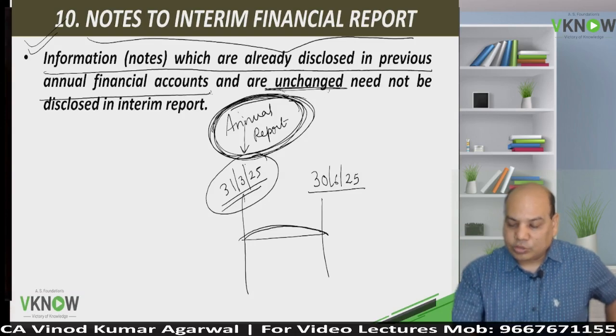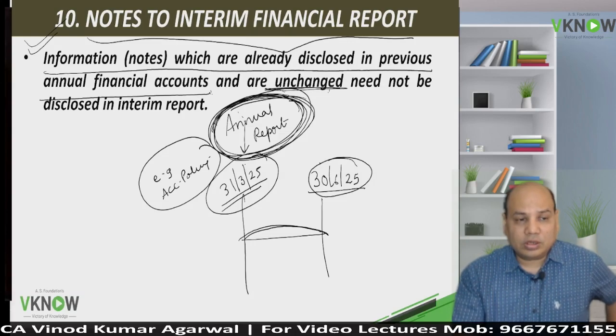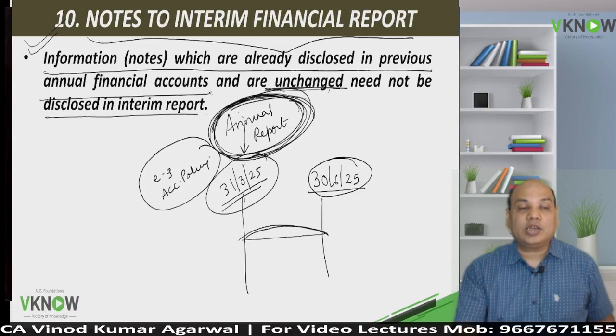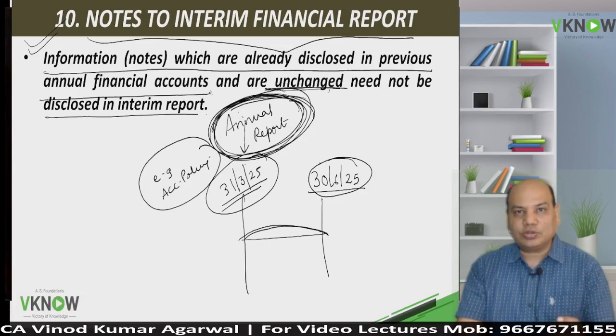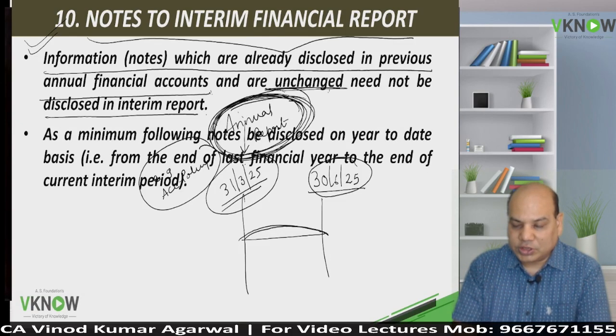For example, accounting policy which was presented in annual report has not changed on the first interim period reporting date. There is no need to disclose them in the interim report. No need to waste your time, energy, effort in duplicating the information which have not changed. Okay.